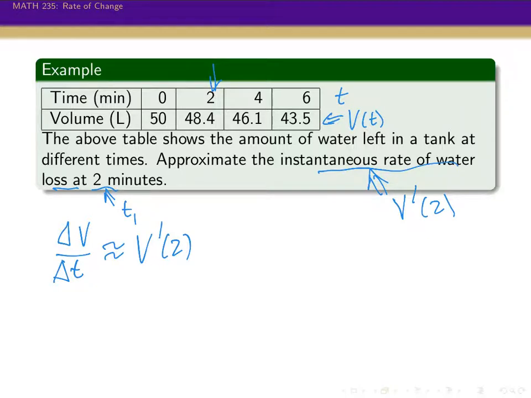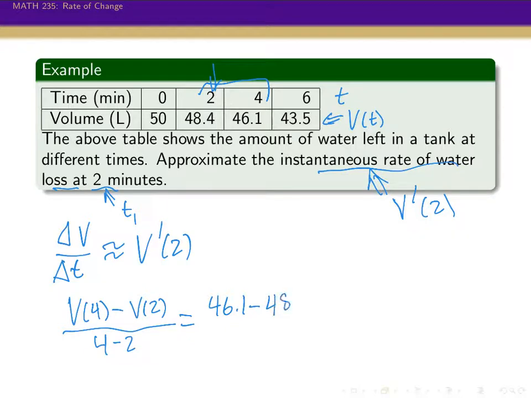But our choices come in how we can calculate this average rate of change. So on the one hand, we could use the values going between 2 and 4. Okay, and so we could say V of 4 minus V of 2 divided by 4 minus 2. And so V of 4 is 46.1 minus 48.4 all over 2. And so this is minus 2.3 over 2, which is going to be minus 1.15.